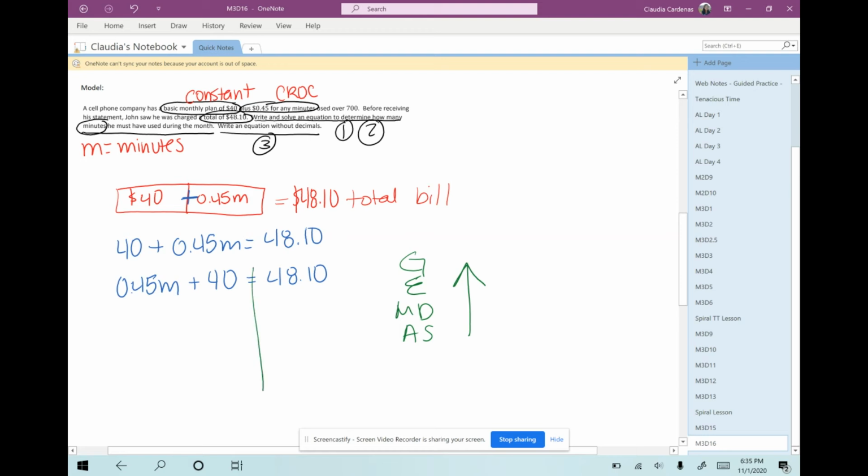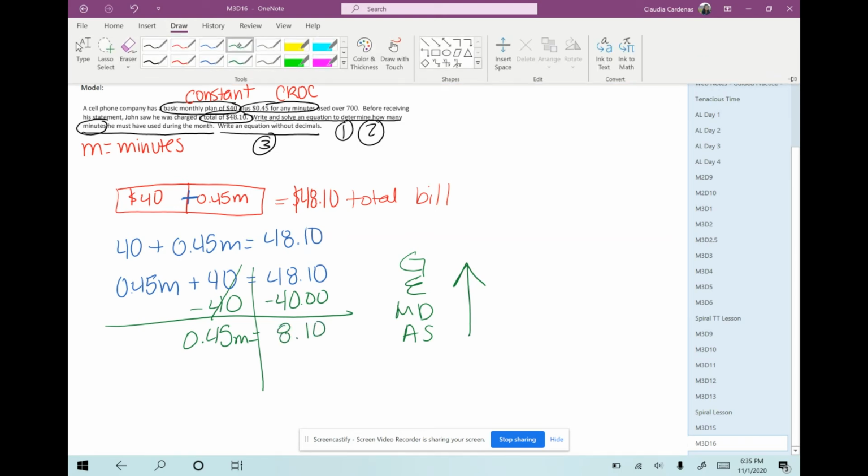So then how can I take away the 40? So in order to take away 40 on both sides, we want to see how much money is being spent on the minutes only. So we're going to subtract 40 on both sides. We're left with 45 cents per minute equals $8.10 spent on those minutes.